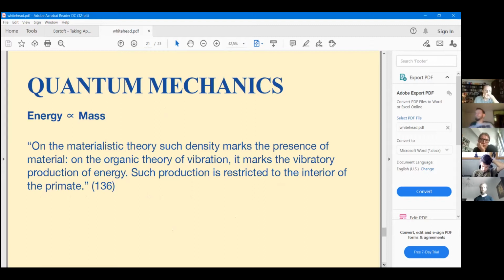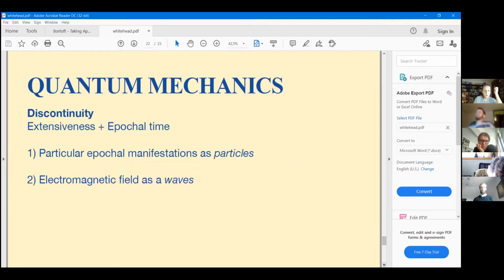He, of course, insists that energy is proportional to mass, and even more that the supposition of a materialist theory that there is this presence of material can be completely eclipsed by the theory of vibration, which replaces this material by actually the energy of the vibration in question.